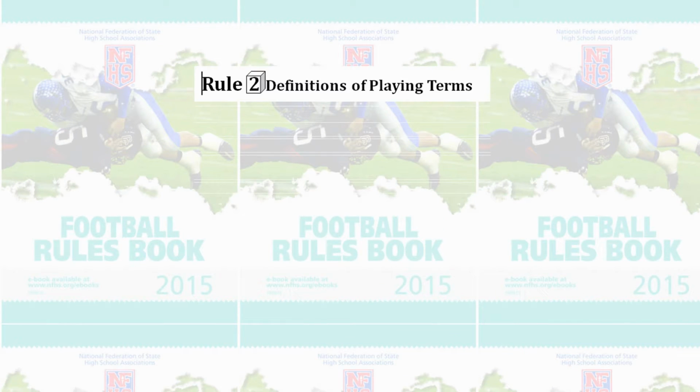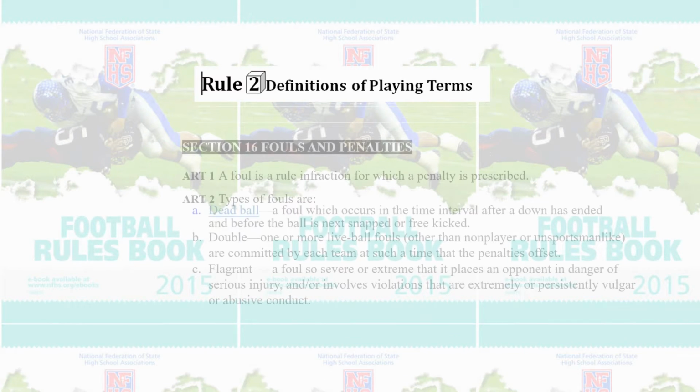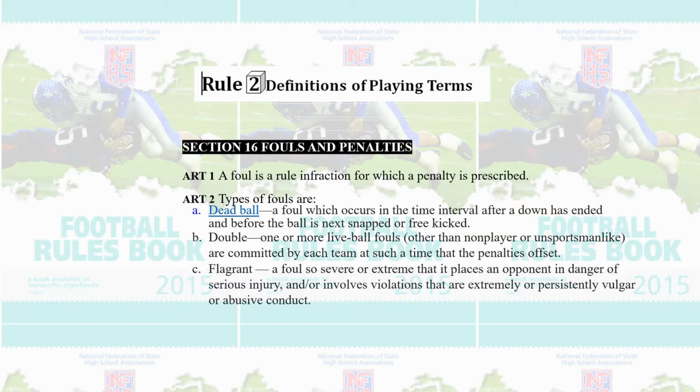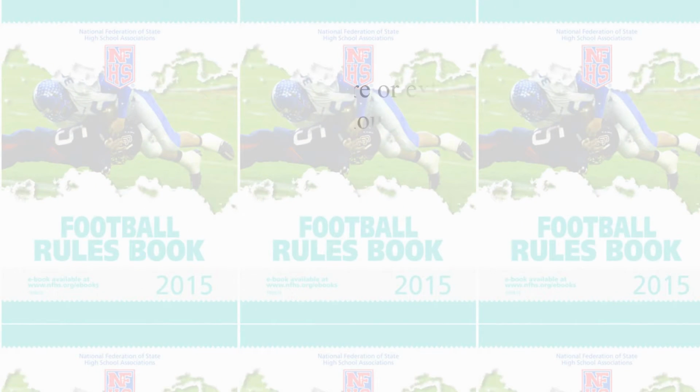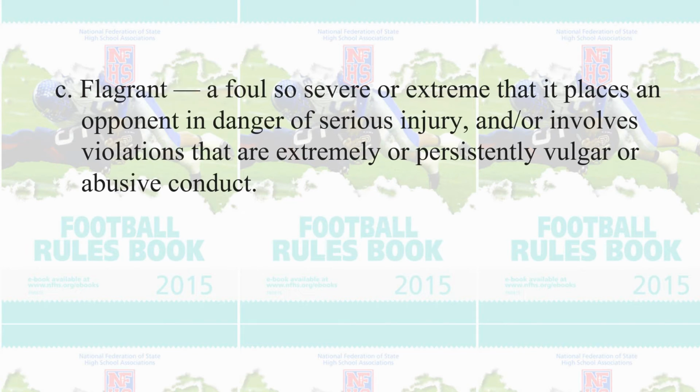Before we look at examples of flagrant fouls, let's look at the definition of a flagrant foul. Like all of our definitions, it's found in Rule 2, Section 16, Fouls and Penalties, Article 2C. A flagrant foul is a foul so severe or extreme that it places an opponent in danger of serious injury and/or involves violations that are extremely or persistently vulgar or abusive conduct. For our purposes, we will focus on fouls that are so severe or extreme that they place an opponent in danger of serious injury.